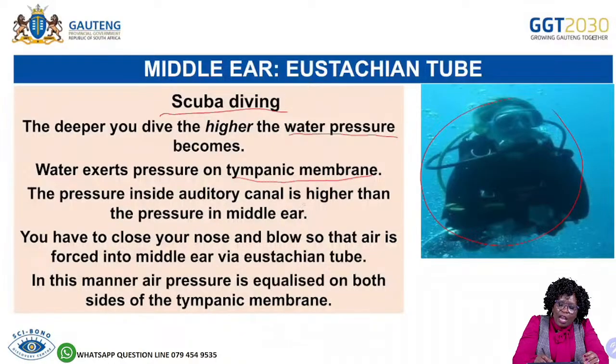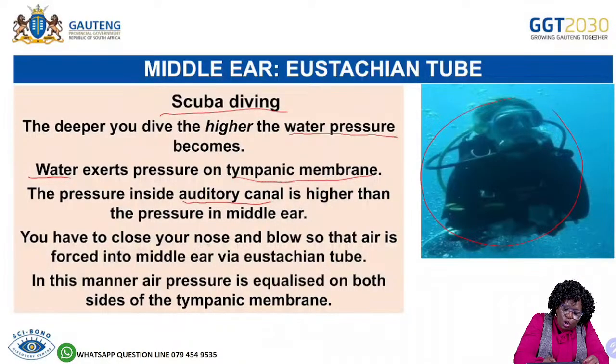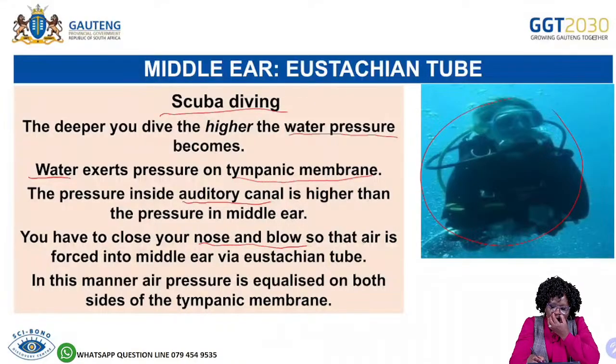The pressure inside the auditory canal is higher than the pressure in the middle ear. So the auditory canal, which leads to the tympanic membrane, now has very high pressure. What is causing the pressure to be high is the water. Now you have to close your nose and blow, so that air is forced into the middle ear via the eustachian tube. So you close your nose and you blow, so that there is balance. Otherwise, that unequal balance can cause you to have earaches and problems.